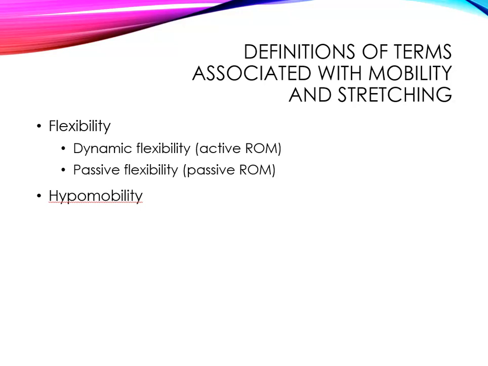Flexibility. There's dynamic flexibility and passive flexibility, as well as hypomobility. So flexibility is the ability to rotate a single joint or a series of joints smoothly and easily through an unrestricted, pain-free range of motion. Muscle length, joint integrity, and periarticular soft tissue extensibility all interact to determine flexibility.